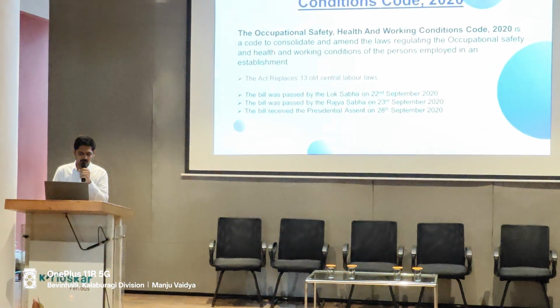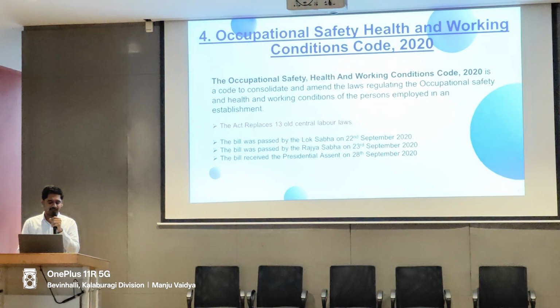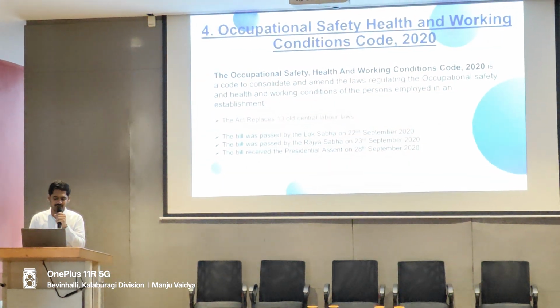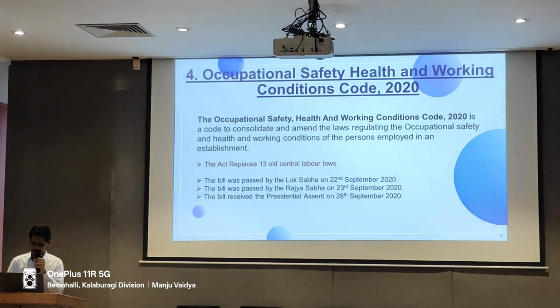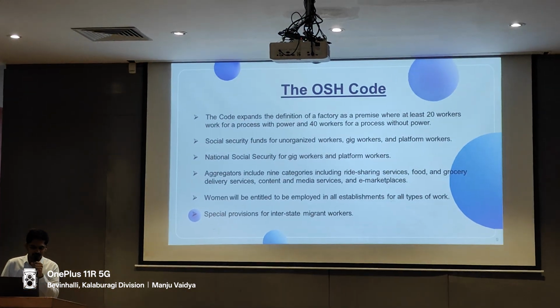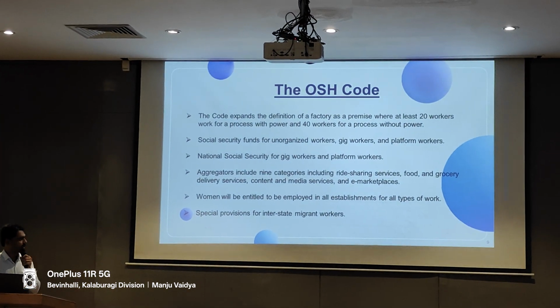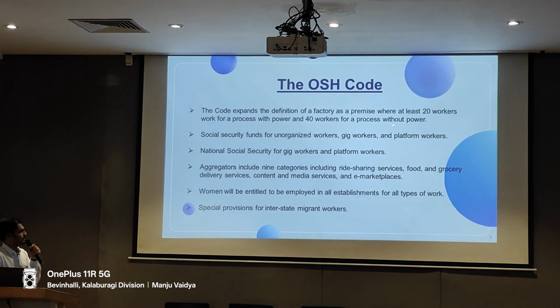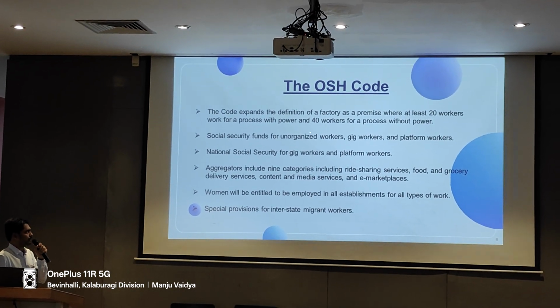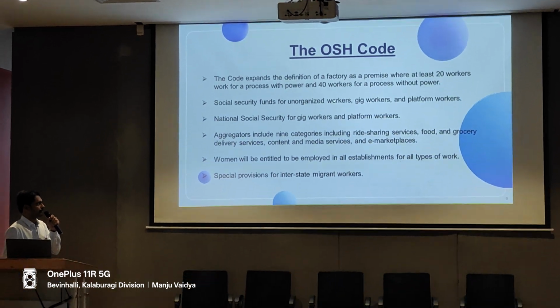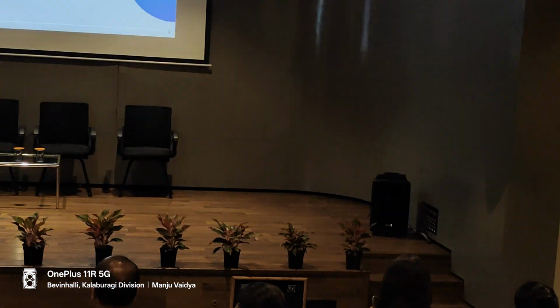The bill was passed by Lok Sabha on 22nd September 2020. It was passed in Rajya Sabha on 23rd September and received presidential assent on 28th September. So the OSH code expands the definition of factory as a premises where at least 20 workers work for a process with power and 40 workers for a process without power.